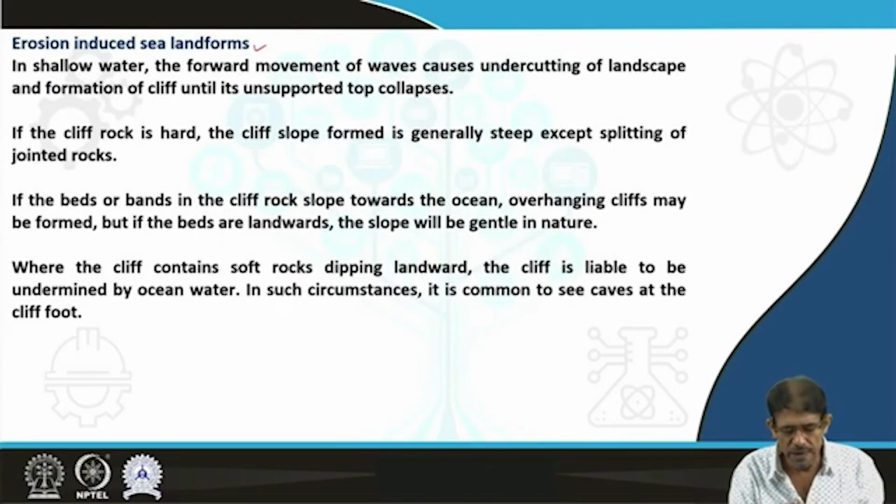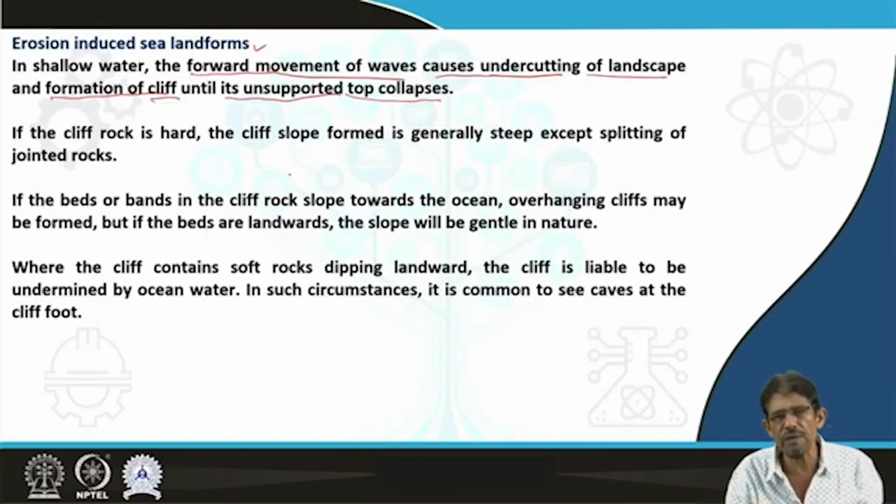The major erosion-induced landforms, particularly in shallow water: the forward movement of the waves causes undercutting of the landscape present in the nearby area, either in the form of rock strata, sand, soil or loose materials. Particularly the formation of cliffs, until the unsupported top collapses in certain cases. In the case of sediments or sands, sometimes the erosional impact of waves finishes the whole existence of the sandy area and shifts the eroded sediments to another side.